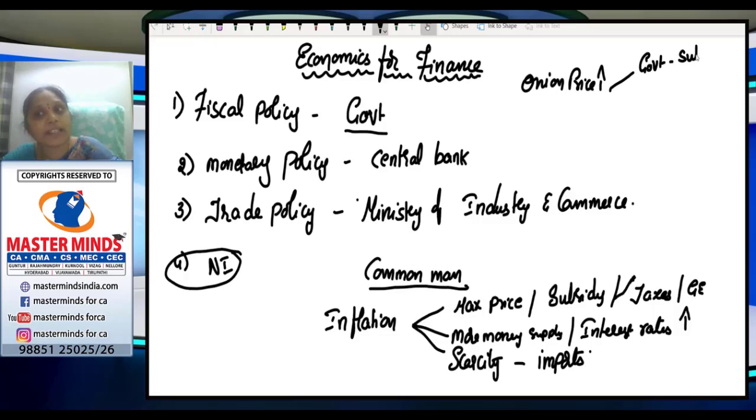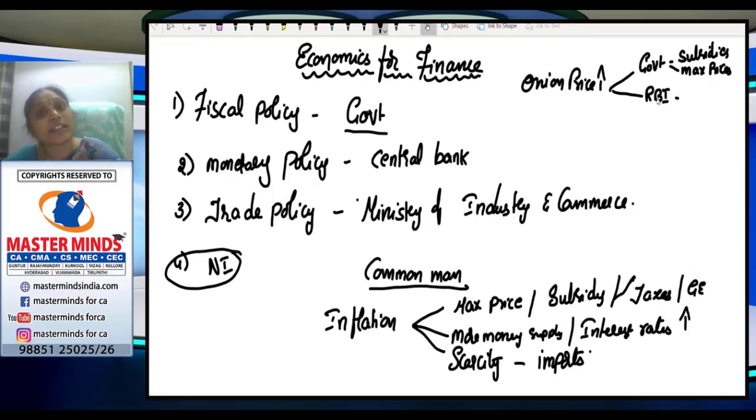Government may provide subsidies to the poor people, or can fix the maximum prices so that this good will be available to all the people. Like that, it can take certain steps to control this. What can the Reserve Bank of India do in India if onion prices increase?